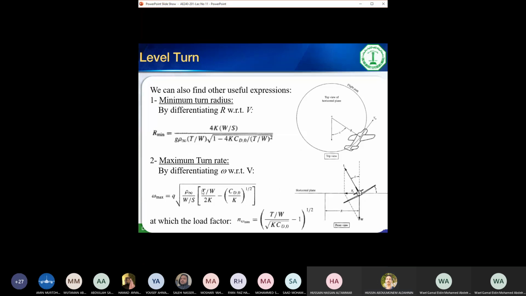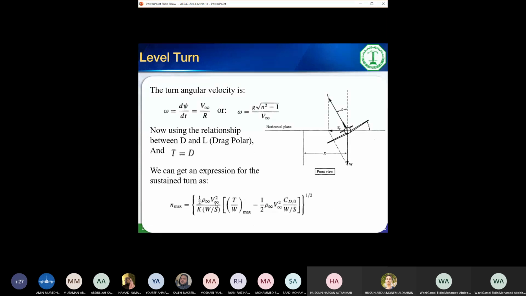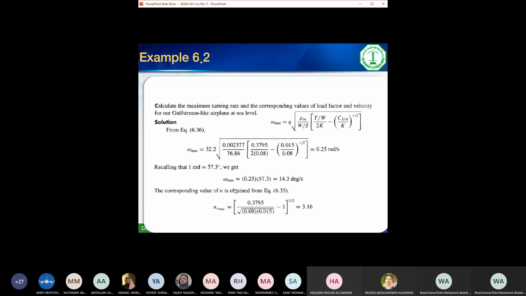If you look here, where did this come from? Let me go back one slide. When we replaced the thrust by the drag, which has one-half rho V squared, it has the K and the CD naught, the parasite term as well as the induced term. So this is Q. Does this answer the question? Yes, it does. Okay.